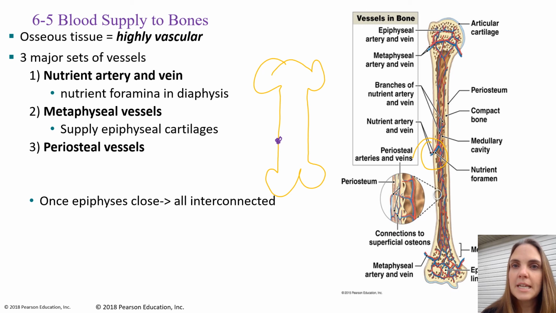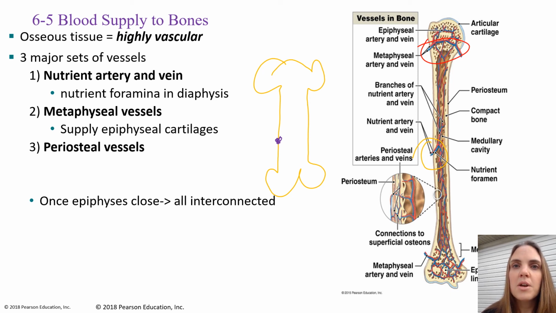Branches coming off those nutrient vessels form our smaller perforating canals. Remember those perforating canals that go through the compact bone and extend along the length of the shaft into the osteons of the compact bone. Our metaphyseal vessels supply blood to the inner surface of the epiphyseal cartilage, right here. And this is where that cartilage is being replaced by bone when we're growing.